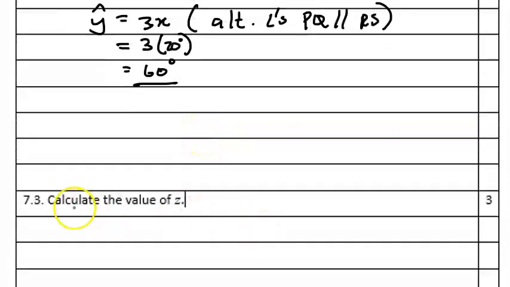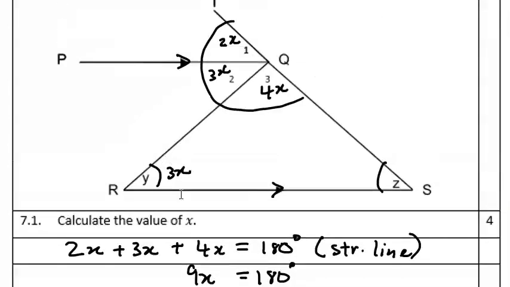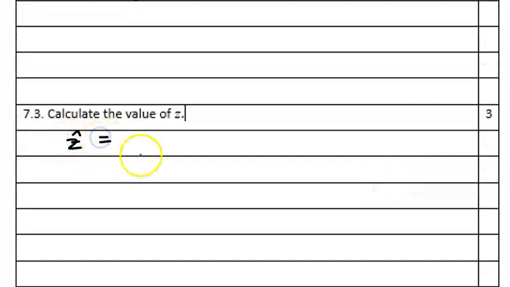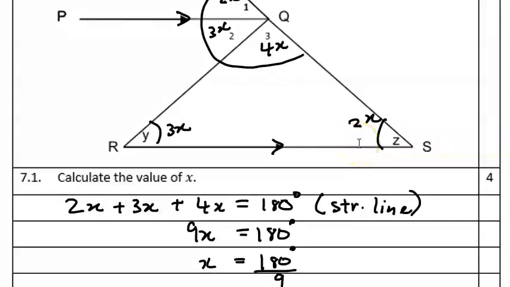In the next question, it says that we must calculate the value of z. So let's look at that very carefully. To calculate the value of z, I can look for a relationship here with z, and if I look carefully, z is corresponding to Q1. Therefore, z is going to equal 2x. And there's the F shape here. As you can see, there's my parallel lines, PQ parallel to RS. So Q1 and S are going to be corresponding. That's my F shape. So I can now write my statement and say that z is equal to 2x, and my reason will be corresponding angles. And remember to write down the pair of parallel lines, PQ parallel to RS.